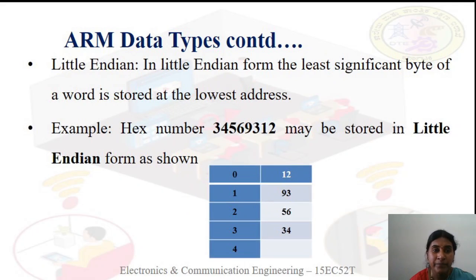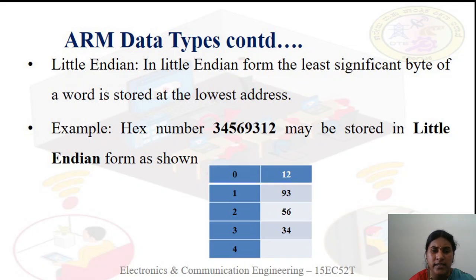Now we will see the little endian style. What do you mean by little endian style? In little endian style, the least significant byte of the word is stored at the lowest address. Consider the same example. In this, the least significant byte is 12. This least significant byte is stored in the lowest address.